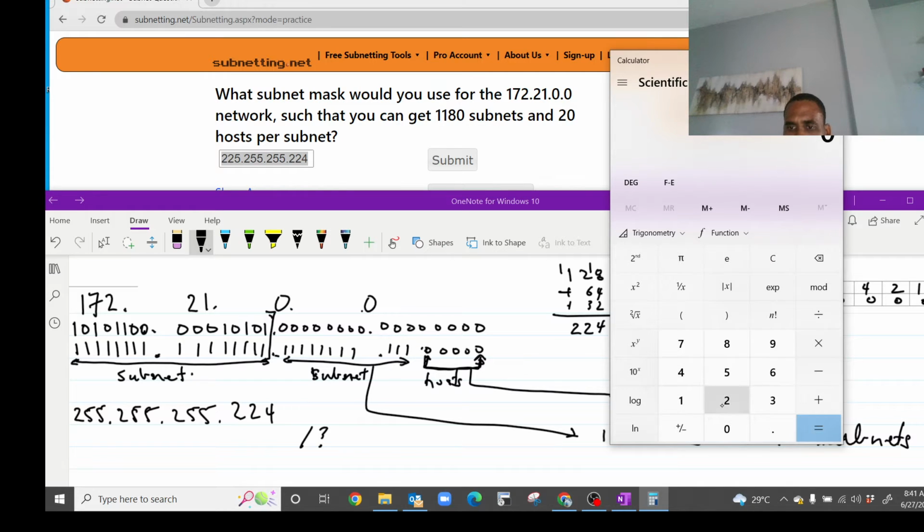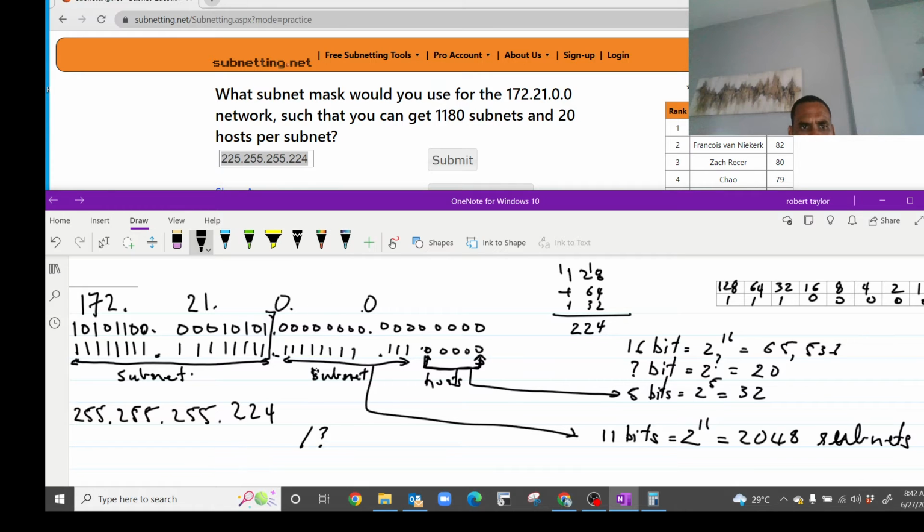So 2 raised to the power of 11 would have given us 2048 subnets. If we are taking 10 bits, 2 raised to the power of 10, that would have given us fewer subnets. So we had to use 11. So we have used 11.